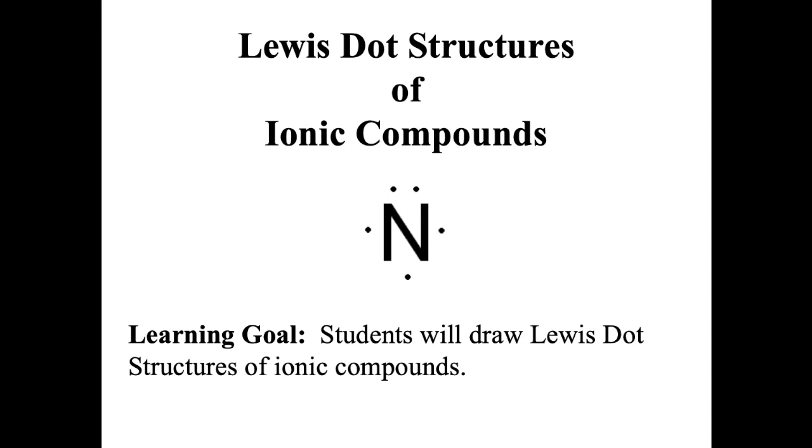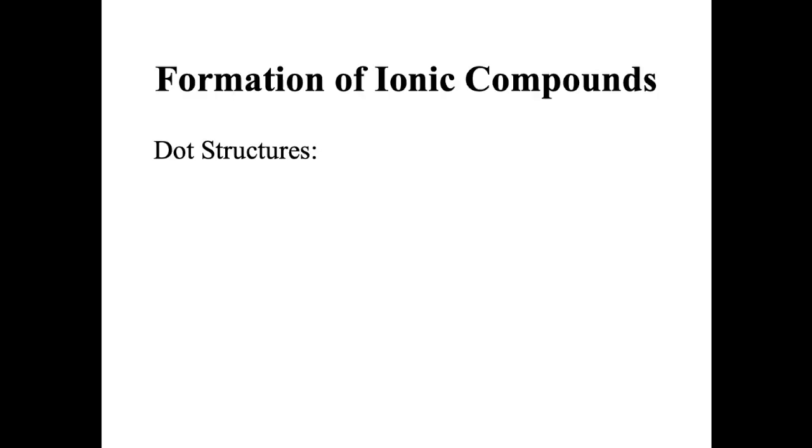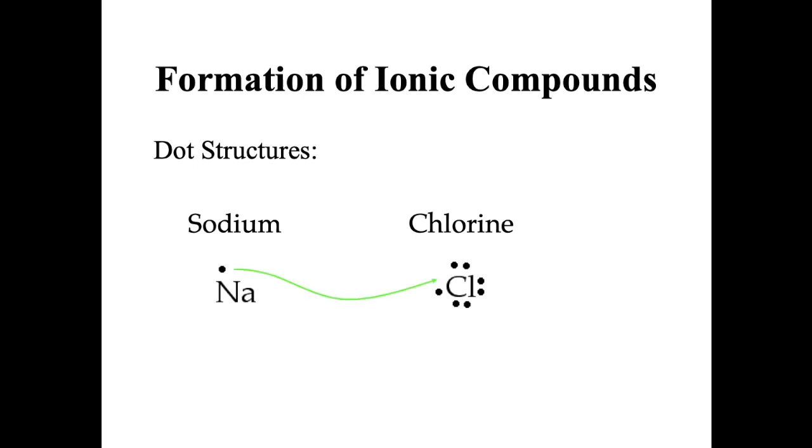I'm Ms. Sleight, and today we're going to be talking about how to draw Lewis dot structures for ionic compounds. So first off, let's look at just the basic dot structures for two elements that we know form an ionic compound. Sodium has just one valence electron, one dot on its Lewis structure. Chlorine has 7 valence electrons, so it has 7 dots. Now we know that sodium is going to end up losing an electron and chlorine is going to gain one.